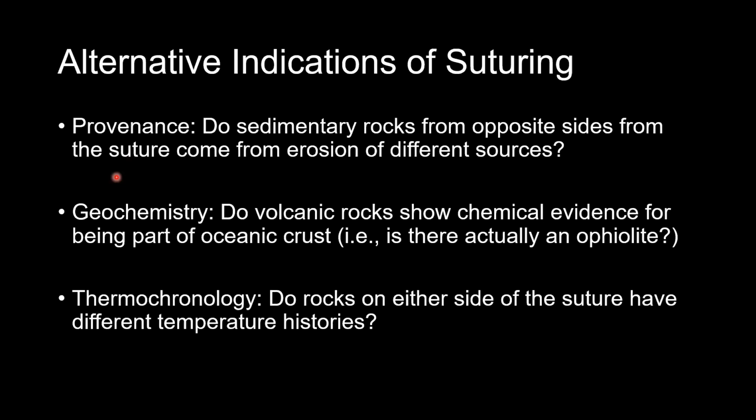So can we figure out that rocks on the south side of the suture were eroded from stuff on the south side of the basin, and rocks on the north were eroded from stuff on the north side? Or is it all from the same source?